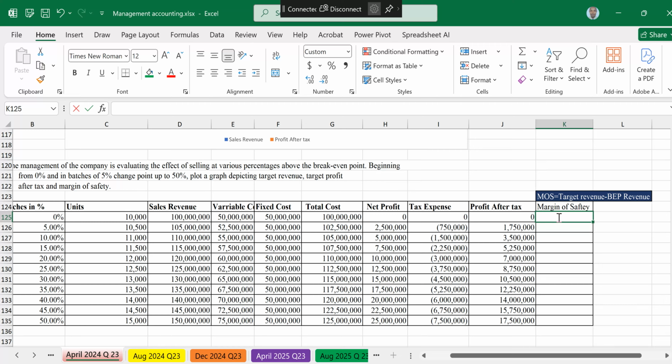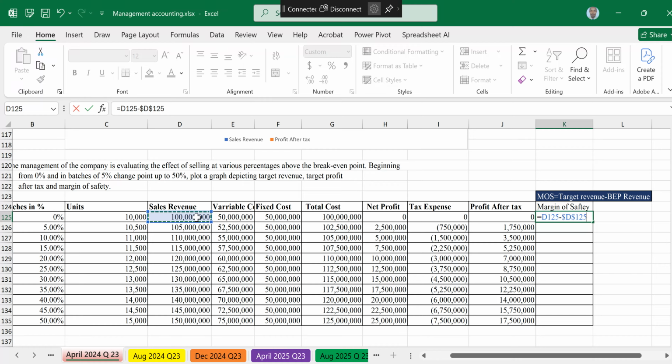That will be equal sign on margin of safety. Click on the sales revenue, the first one. So margin of safety is target revenue minus BEP revenue. So target revenue, then minus. Again, click on the same thing. It's like D125 minus D125. Now, lock the other one.